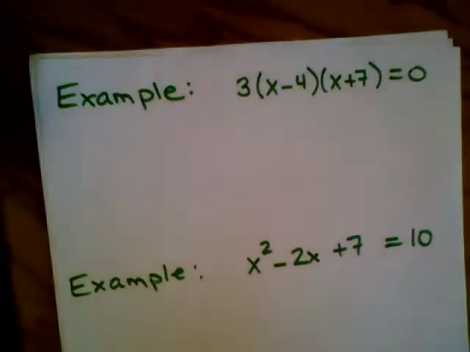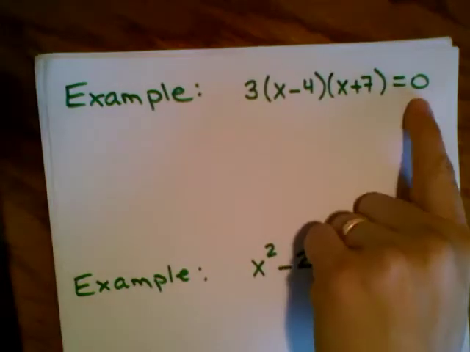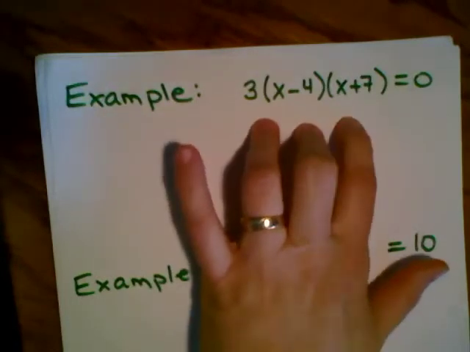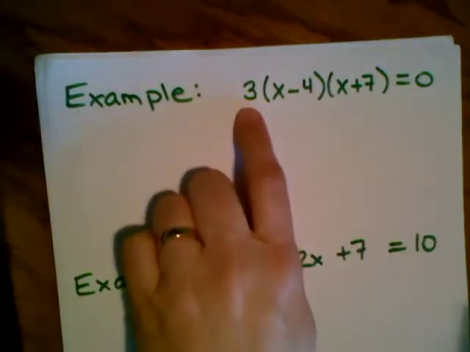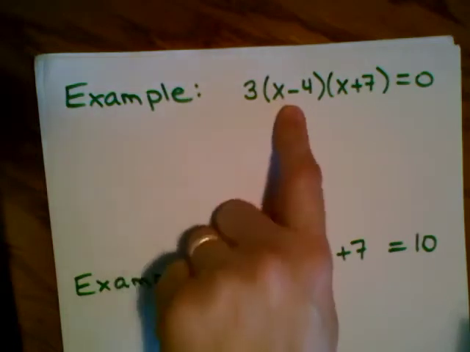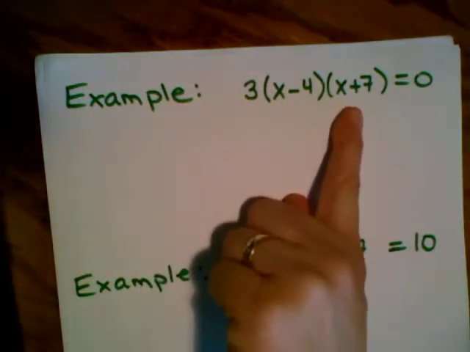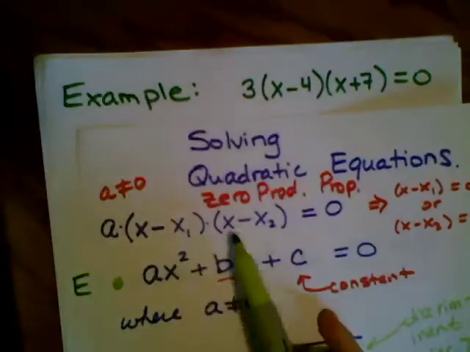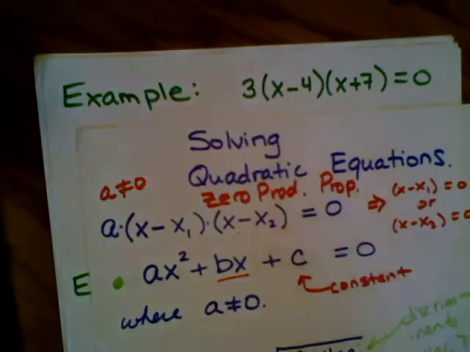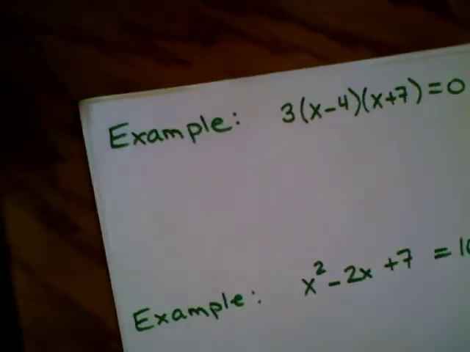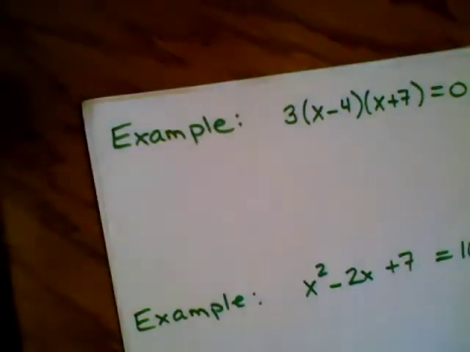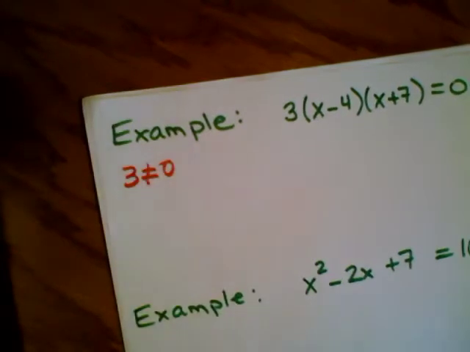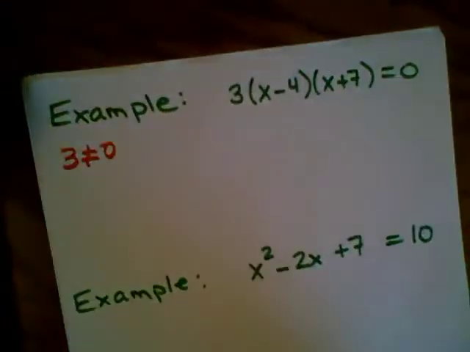Here's the first 2. Example 1, I notice the right-hand side of the equation is 0, so that's good. The left-hand side is already factored. I have a coefficient 3 times a linear x minus 4 times the sum x plus 7. And the zero product property says that if this product is 0, then one of those linear factors has to be 0. Okay. And just to emphasize, yeah, 3 is a factor on the left-hand side, but 3 is never 0.